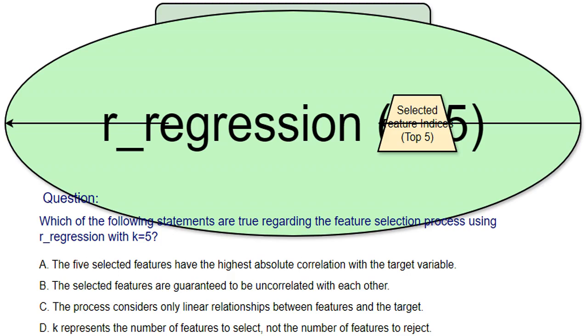I'm applying r_regression with k equals 5. This means I want to select the top 5 features that are most useful for my model.